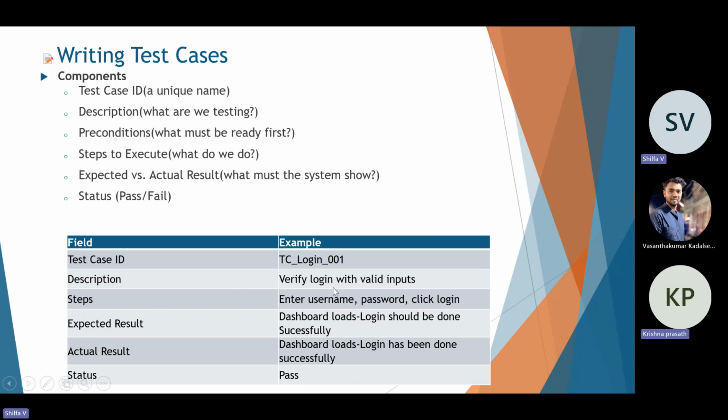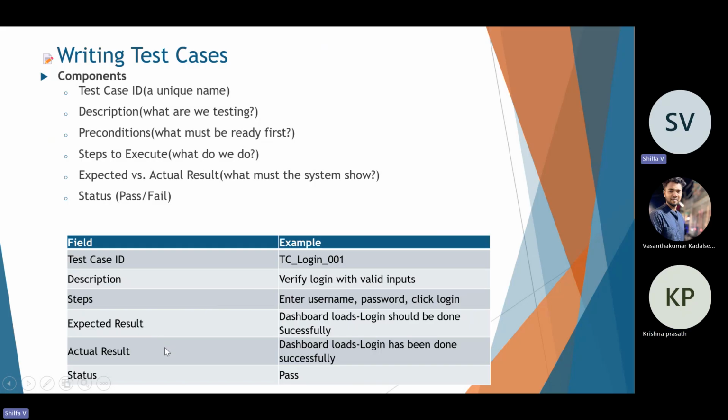And the description: if this is login, we need to verify the login with valid inputs. And the steps: username, password. These are the steps, because for login, username and password are required, and you need to click the login button. The expected result is that the login should be done successfully. This is the expected result, what we should expect without checking in the system.